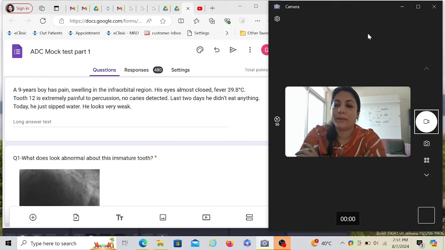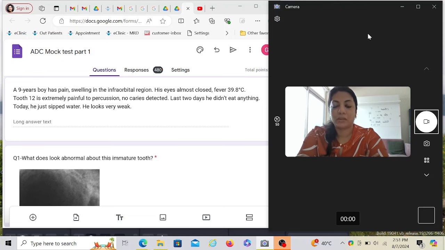A 9-year-old boy has pain. Keyword pain. Whenever there is a keyword pain, it means you're supposed to do something. You just cannot give medicine and send the patient back. The patient is in pain and something has to be done about it. Swelling in the infraorbital region. So swelling makes it even more serious. Infraorbital region is this area, a dangerous area of the face. The eyes barely open, almost closed. Fever 39.8 degrees. So clearly systemic manifestations are there.